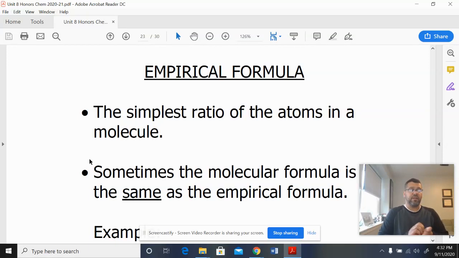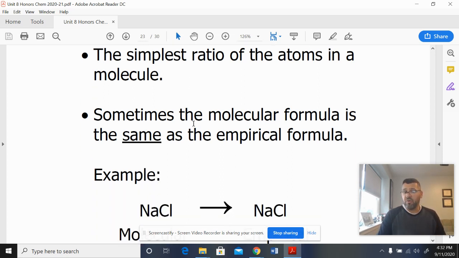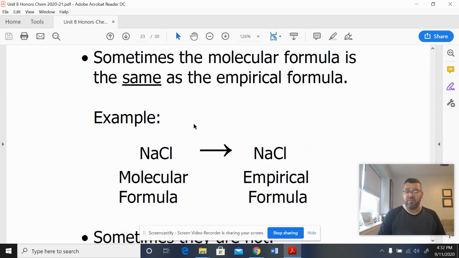Alrighty, so the next area to discuss is what's called an empirical formula. An empirical formula is also known as the simplest formula. It is the simplest ratio of the atoms in a molecule when you compare all the atoms to each other. So sometimes the molecular formula or chemical formula that you have can be the same as the empirical formula.